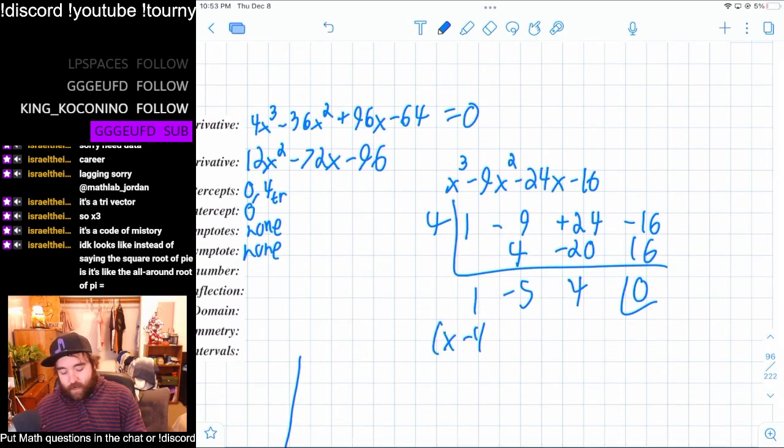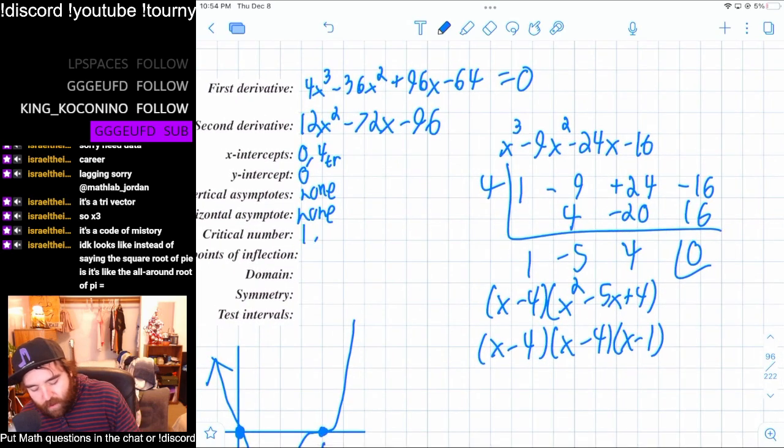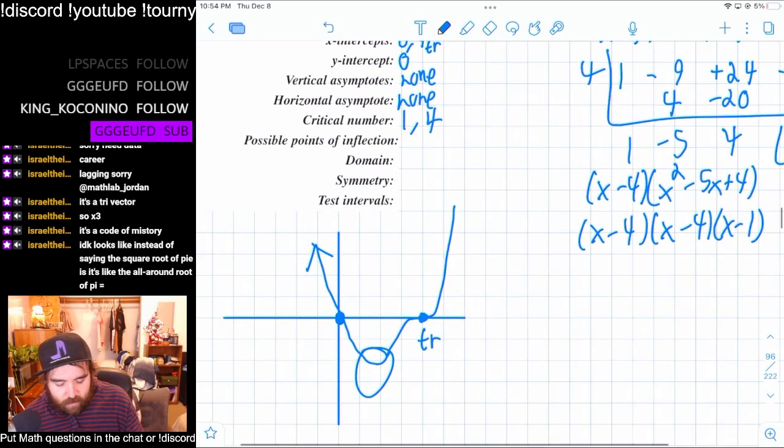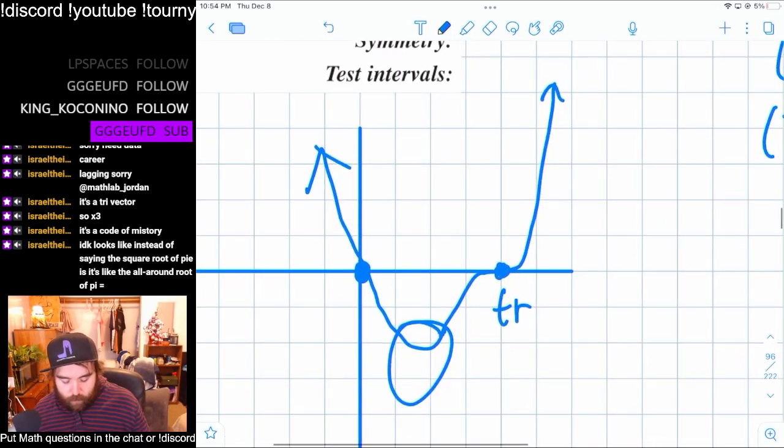And honestly, it's working out just how I predicted. We're going to get 4 twice. Because see, now we have x squared minus 5x plus 4. So we factor that, and that's another x minus 4 and an x minus 1. And so that's actually beautiful. We have our critical numbers of 1 and 4. And I'm not going to check the 4 because we already know what that graph does, because it's a triple root. It flattens out there. We get a point of inflection.